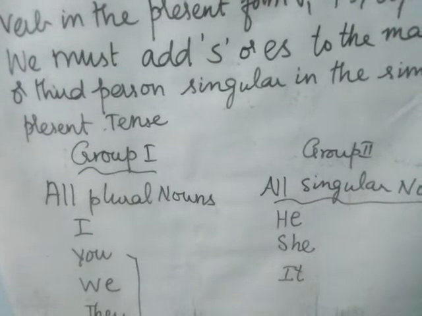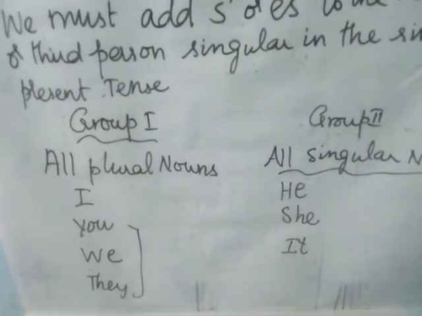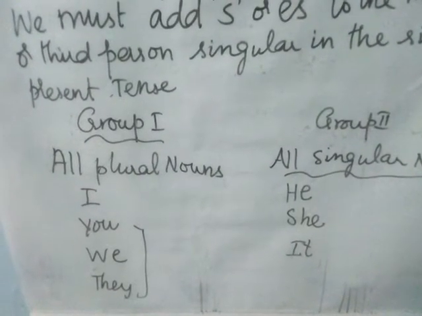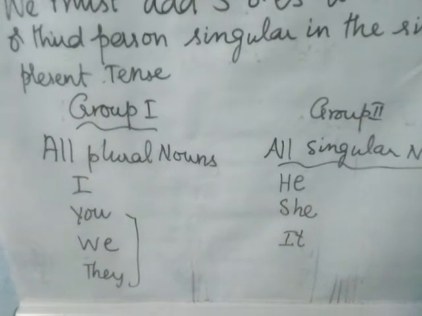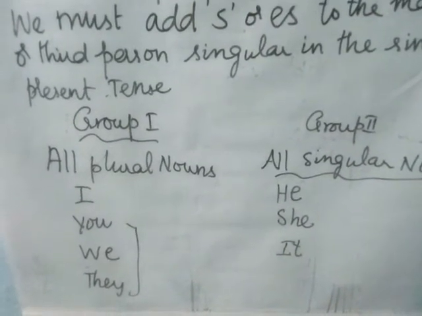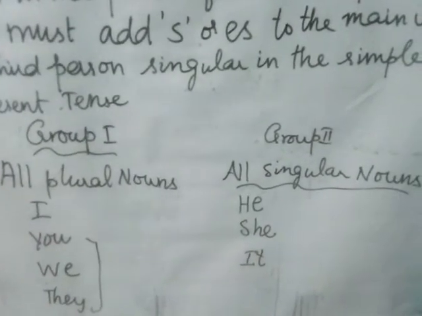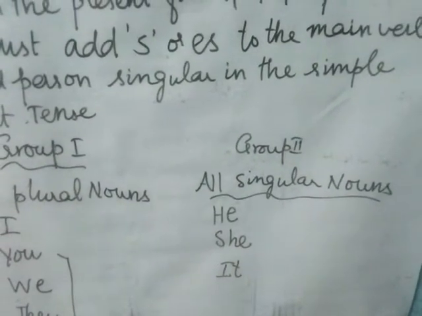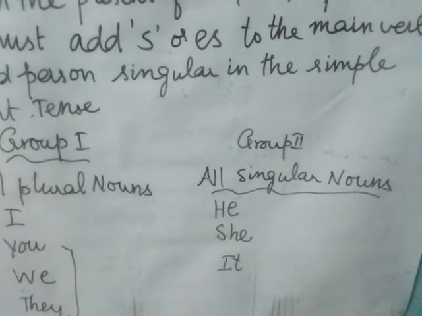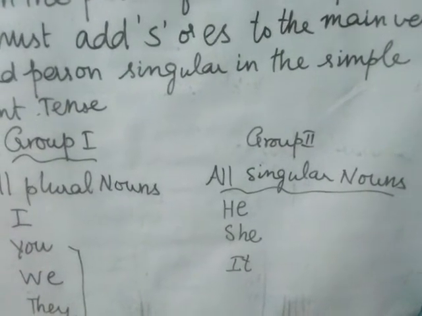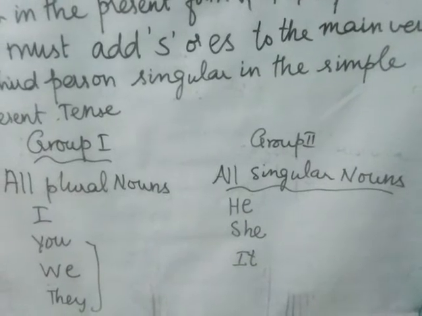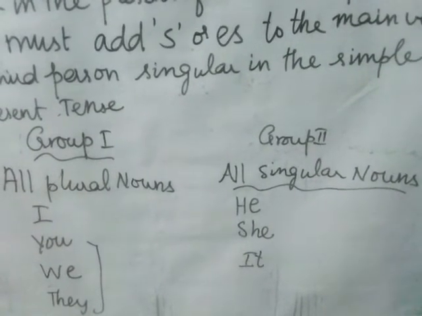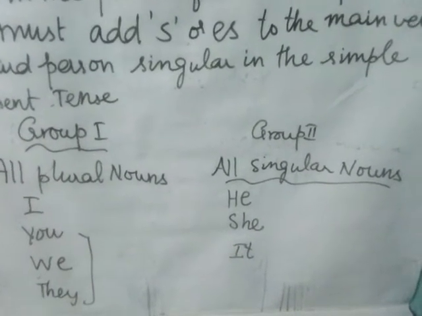Under group 1, all plural nouns and personal pronouns I, you, we, they, we use verb 1. Group 2, all singular nouns and all singular pronouns he, she, it, we have to add s or es or ies to the verb.